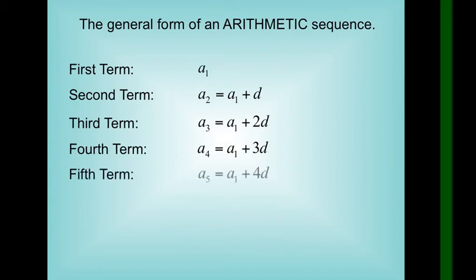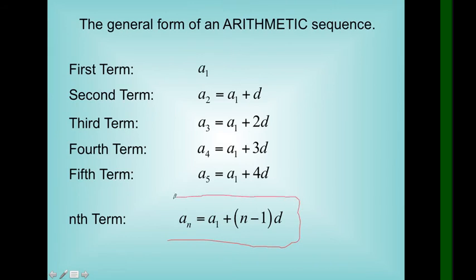The fifth term is a sub 5, which is equal to a sub 1 plus 4d. So if you can see, the a sub 1 does not change. And here in our a sub 5, we subtract 1 to get the term that we will multiply to the common difference. So to make it short, to determine the nth term of the arithmetic sequence, we have this formula. The formula that we are going to use is a sub n equals a sub 1 plus quantity n minus 1 multiplied by d, which is the common difference. So this is the main formula that we will use.